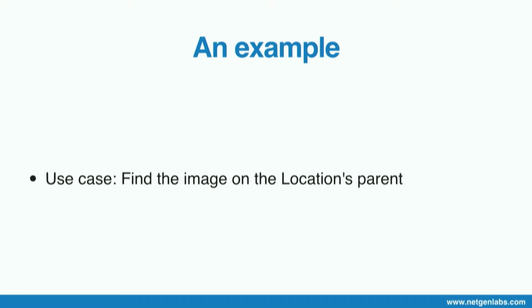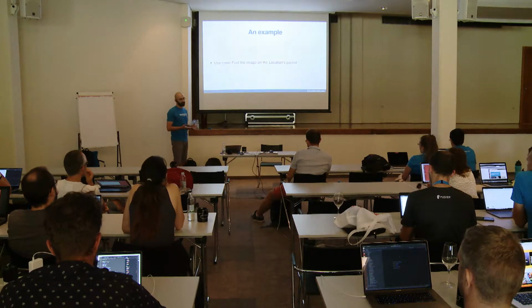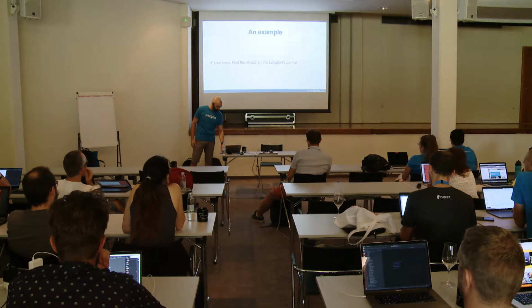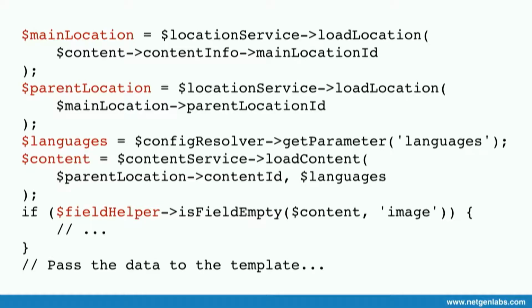An example of this verbosity. The use case will be: find the image on the location's parent. So quite simple, right? This is what you have to do in order to do that. Let's say you're starting from the content. You have to load the main location because we want to go to the parent of the main location. Once you have the main location, you have the parent location ID of the main location. So you load the parent location. With this information, now you finally have the content ID of the parent location. So you can load the content.